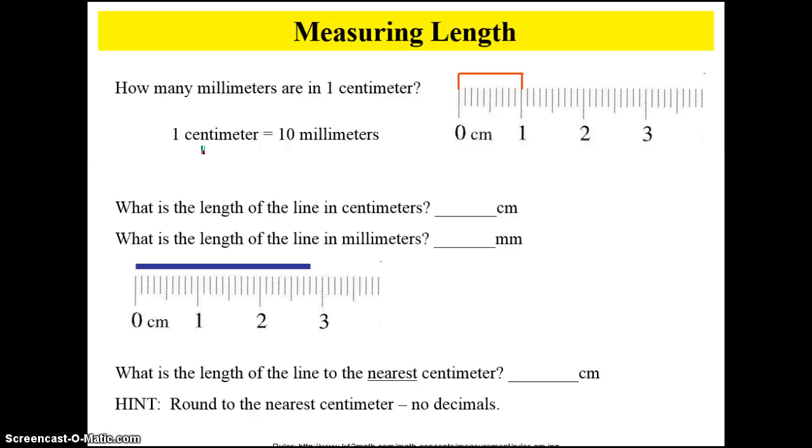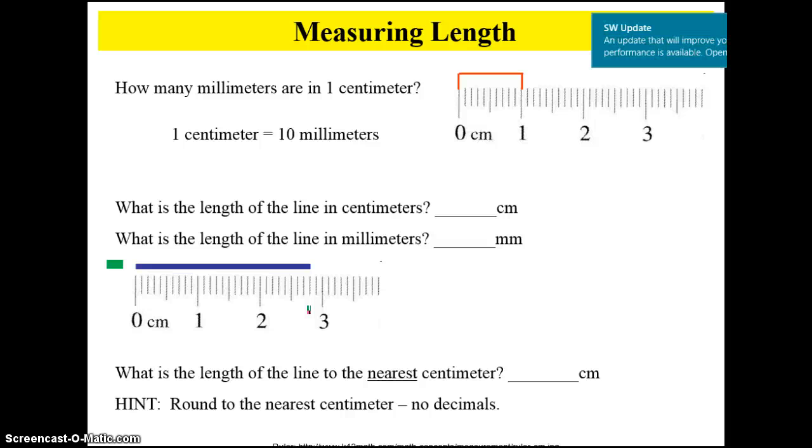So let's practice. What is the length of the line in centimeters? The line is right here. You always want to start your measuring of length right at 0. That may or may not necessarily be the edge of the metric ruler. So you need to make sure you're starting at 0 so you're accurate. And we're trying to figure out what the length of the line is in centimeters. Okay, so take a minute. See if you can figure it out.